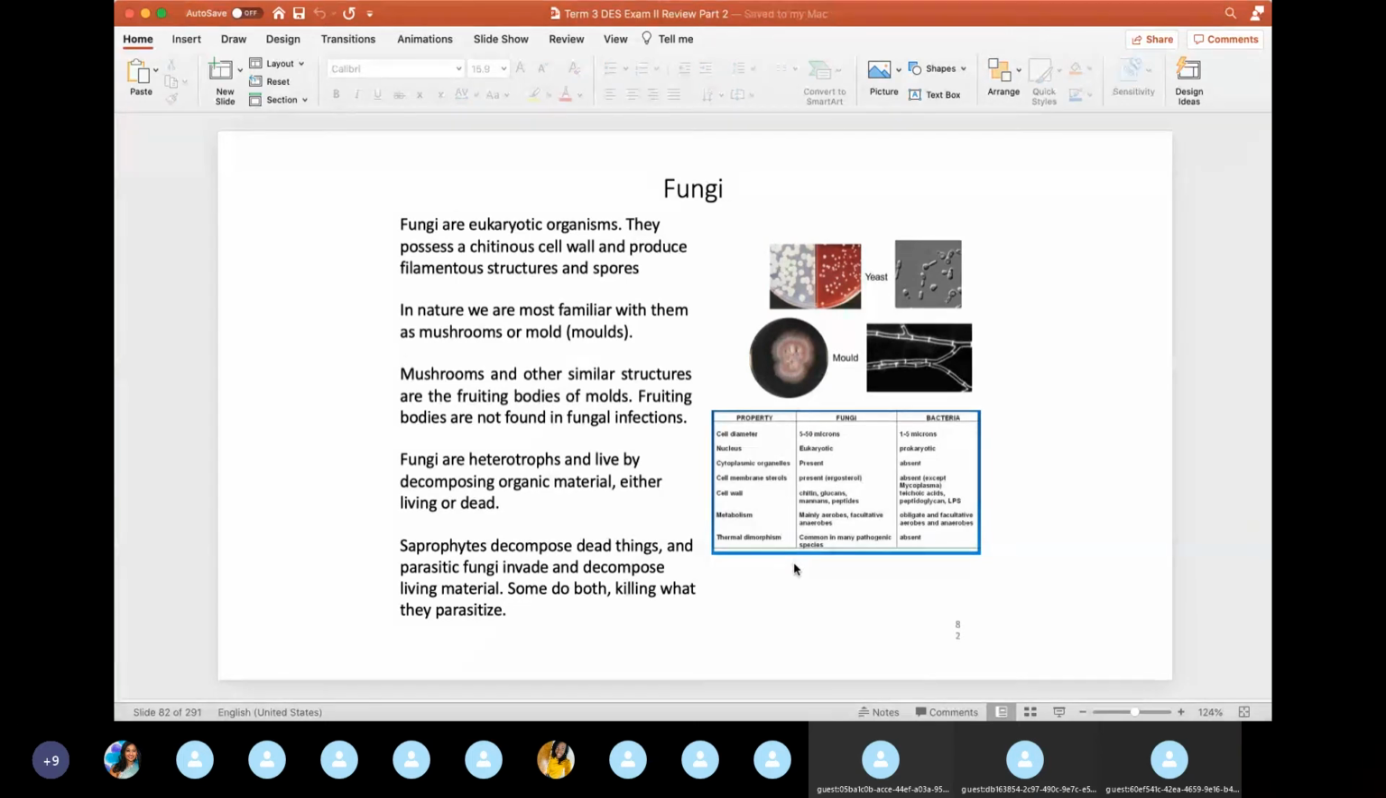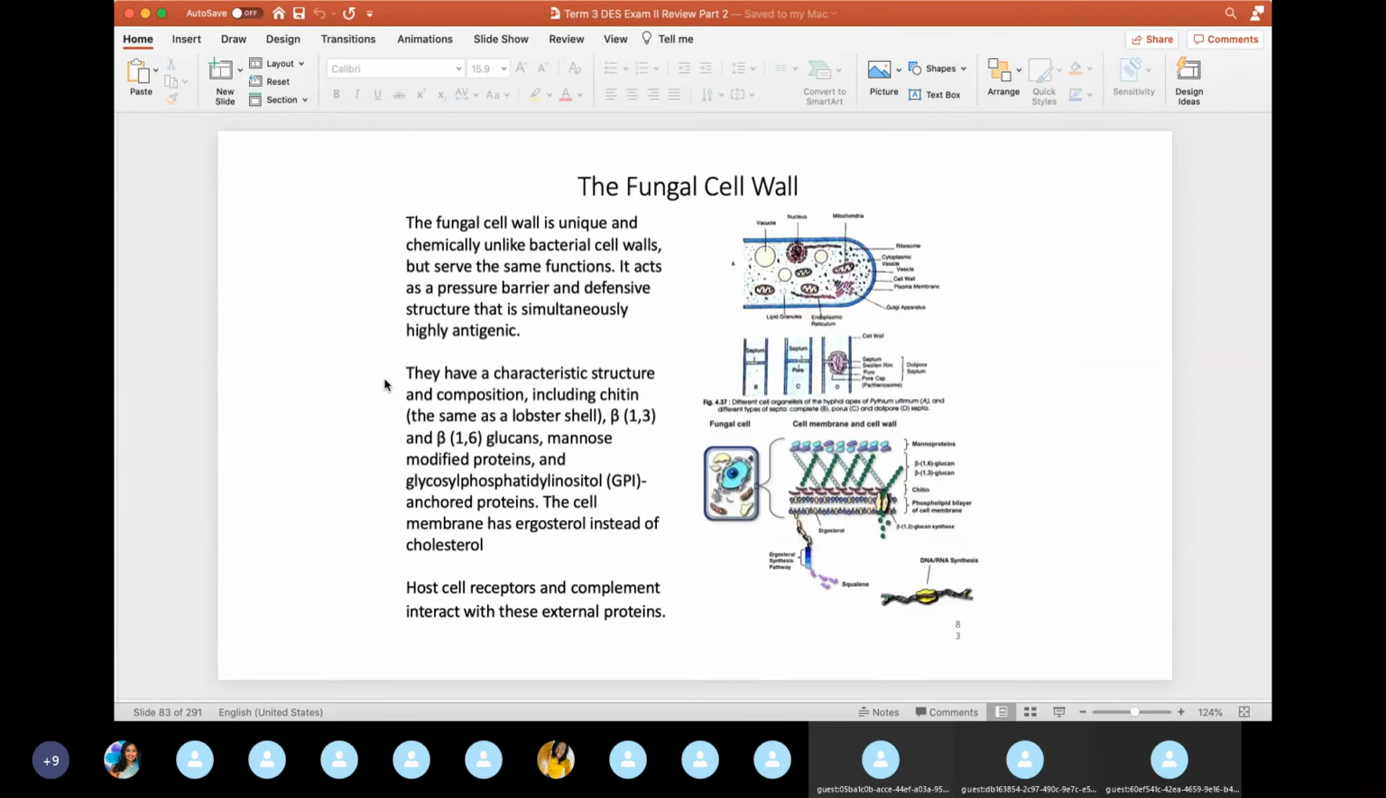They exhibit what we call dimorphism. They can exist as a mold or as the yeast. Fungal cell wall. The defining characteristic of the fungal cell wall is this. They have chitin and beta-1,3 and beta-1,6 glucans. Highlight that one. Beta-1,3 and beta-1,6 glucans, because next term we're going to learn about echinocandins. It targets these beta-1,3 and beta-1,6 glucans.